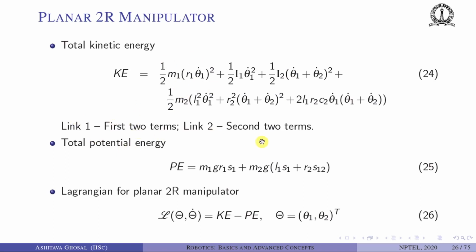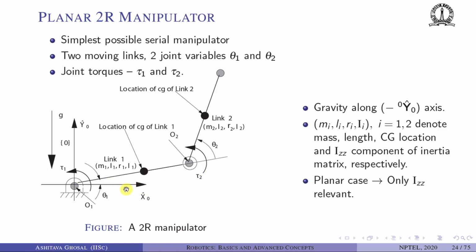The potential energy is nothing but mg along the y direction, opposite to the gravity. The location of the CG is r1 s1, so the potential energy of the first link is m1 g r1 s1. The location of the CG for the second link is l1 s1 plus r2 s12. You can see in the figure. So the potential energy is m2 g times that. Since it is opposite to the gravity, remember there was a minus sign earlier, both the minus signs go away and we're left with one positive quantity. The zero is the zero of the x0 frame, the reference is this. As you can see, this distance is r1 s1, and this distance is l1 s1 plus l2 s12, that is the y component.